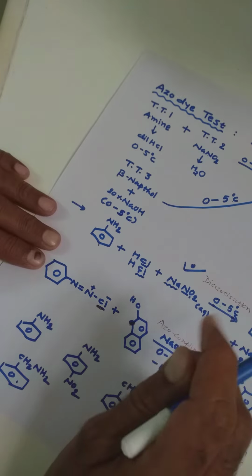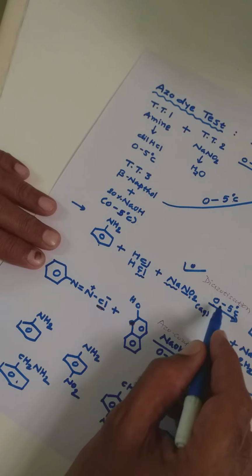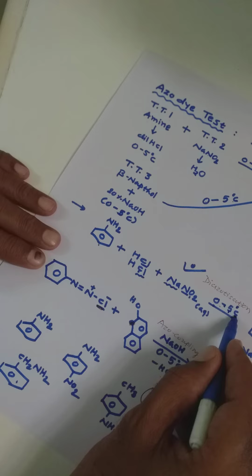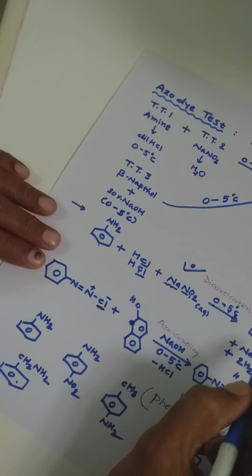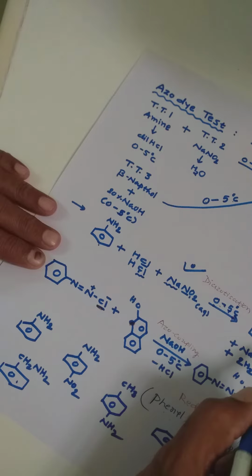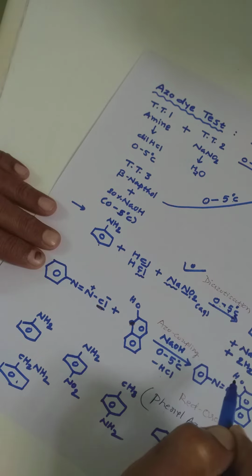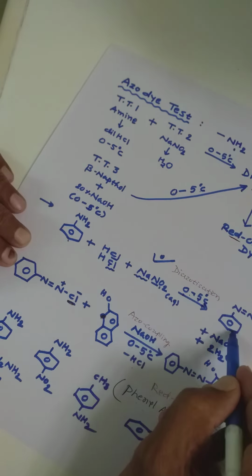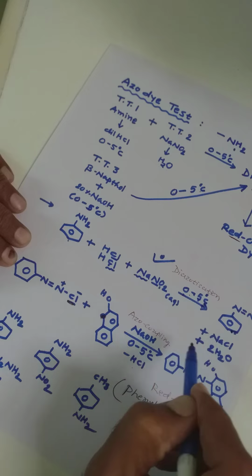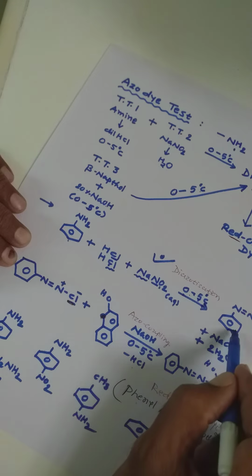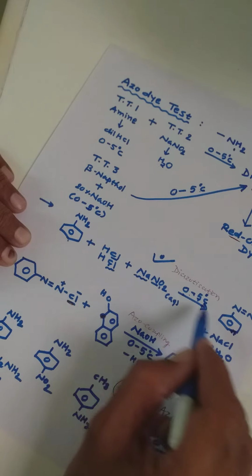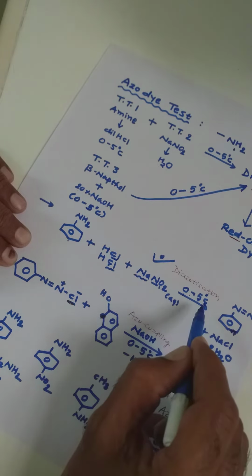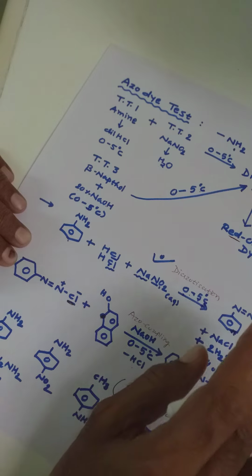Third question, why does the diazotization reaction take place at 0 to 5 degrees Celsius? Answer: during the diazotization reaction, diazonium salt is obtained, and this diazonium salt is unstable at high temperature. So such a reaction occurs at 0 to 5 degrees Celsius, that means at lower temperature.